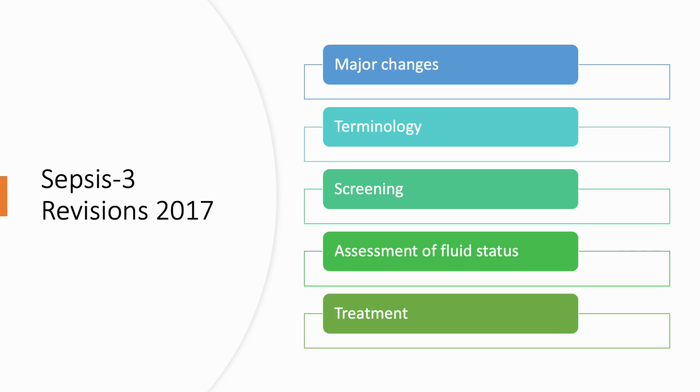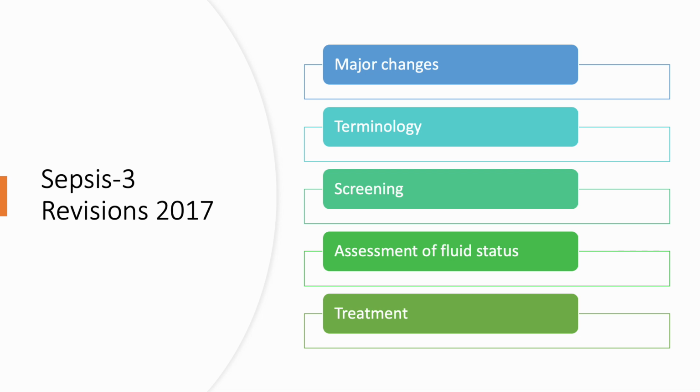The Sepsis 3 revisions introduced in 2016 made significant changes to the understanding and management of sepsis. Some of the key areas that were revised were the redefinition of sepsis and septic shock, and the elimination of SIRS. The SIRS criteria are no longer used to define sepsis. The introduction of qSOFA, which is a quick bedside tool to identify patients at risk for poor outcomes from sepsis.